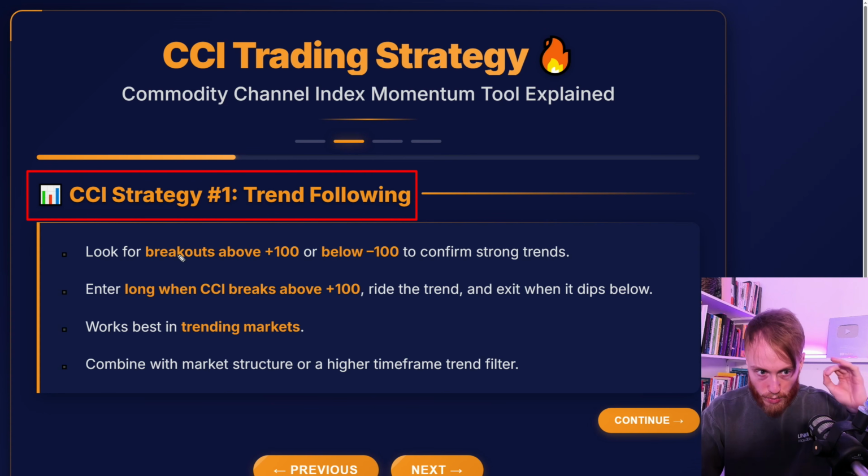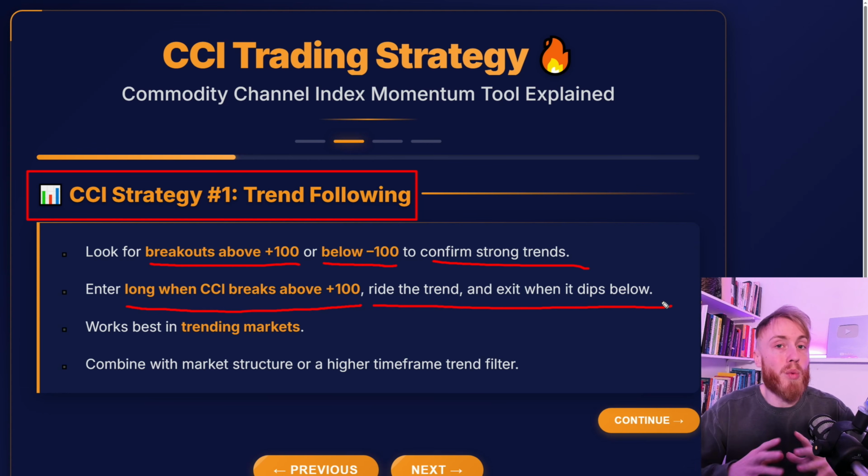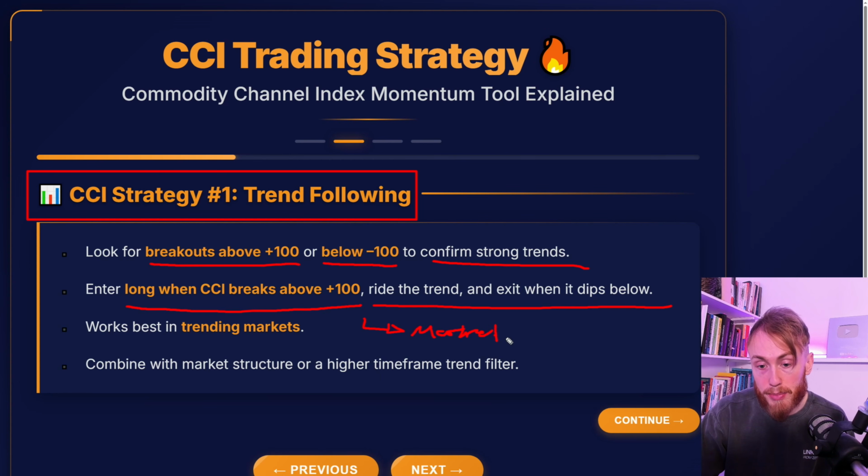And what this trading strategy does is that you simply look out for breakouts above 100, excuse me, or below minus 100, and you do this to confirm strong trends. So a very simple trading strategy could be to go long when the CCI breaks above 100 and then sort of ride the trend. But this is a way too simplistic trading strategy in my opinion, and if you want to do this, you definitely have to combine this trading strategy with market structure principles and also price action.